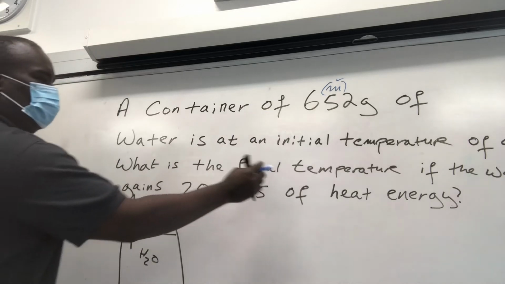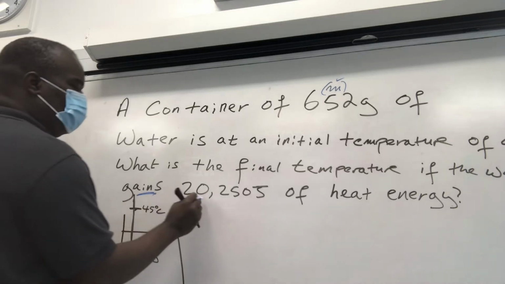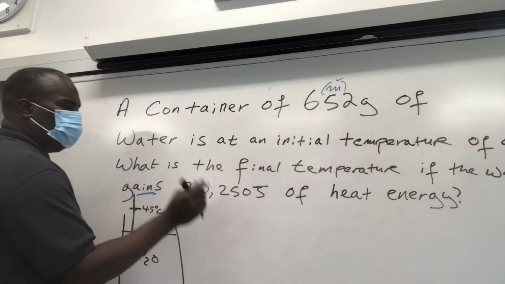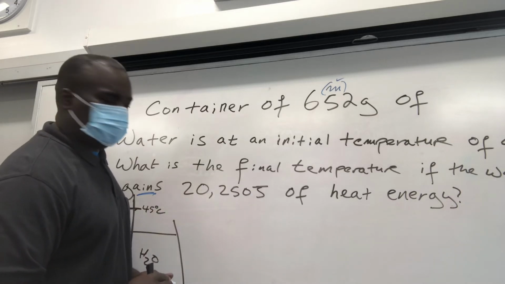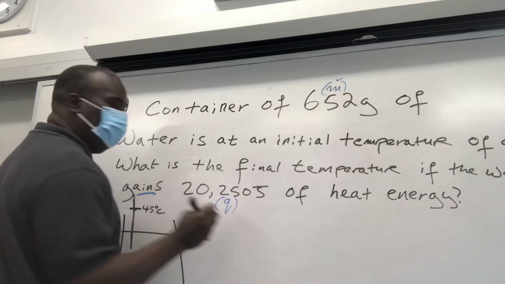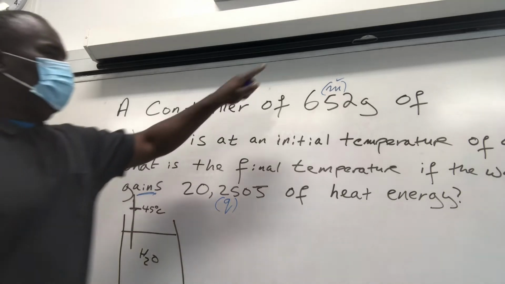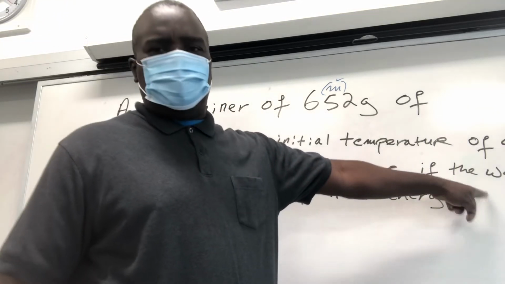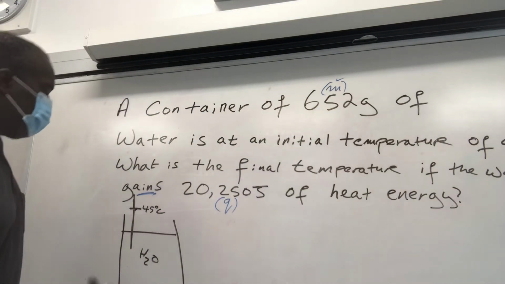They're asking us what the final temperature is going to be if it gains 20,250 joules of heat energy. Now this 20,250 joules, what letter is that going to be, guys? That's going to be our Q, so we know what our heat energy is. Good, so we know Q, we know M, and the funny thing is, since it's water, we know C, because that's on the reference table. No problem.